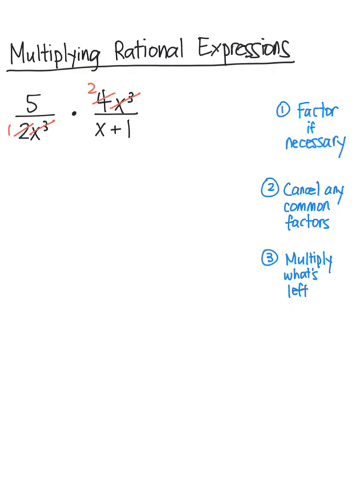So let's take a look at what is left over. Over here I have a 5, over here I have a 2, and over here I have the x plus 1, okay? So then we multiply the tops. 5 times 2 is 10. All right, and then on the bottoms, we just have the x plus 1. So that is the answer for that problem.